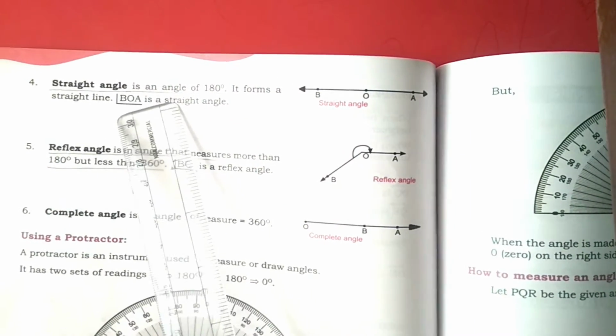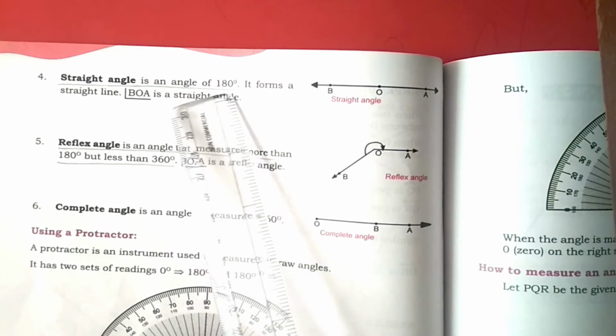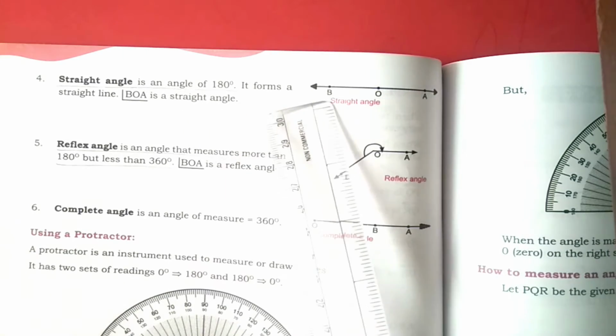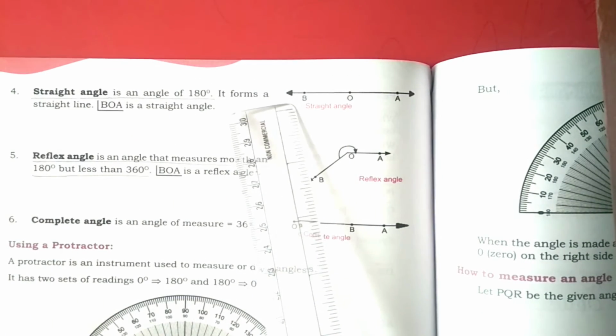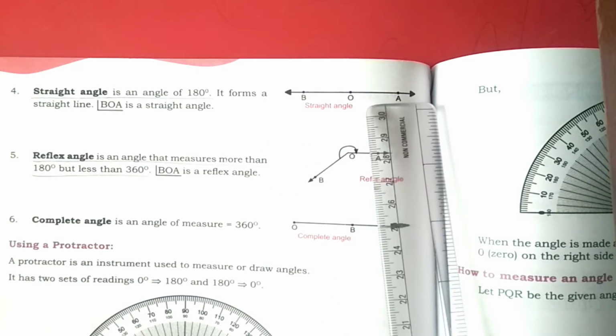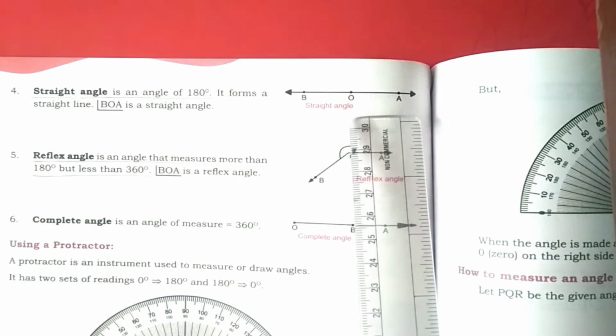Coming to the straight angle. A straight angle is an angle of 180 degrees. It forms a straight line. See here, example, angle BOA is a straight angle.